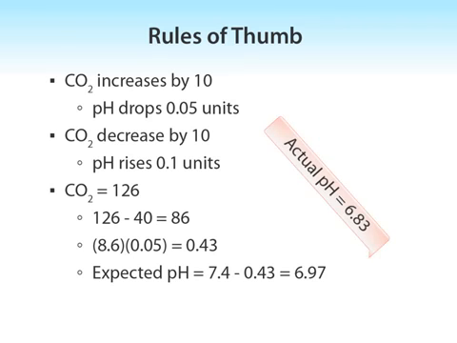However, the patient's actual pH was 6.83. We now know that the patient suffered from 0.14 units of metabolic acidosis. The attending physician made this calculation and then made the poor choice of giving bicarbonate.